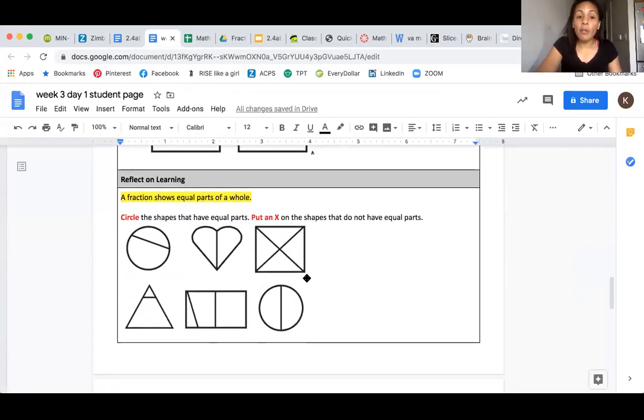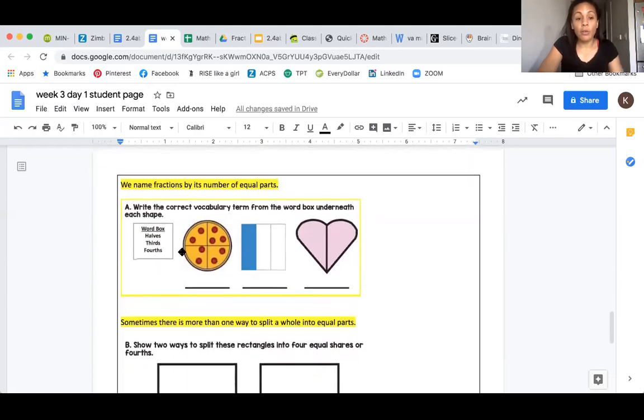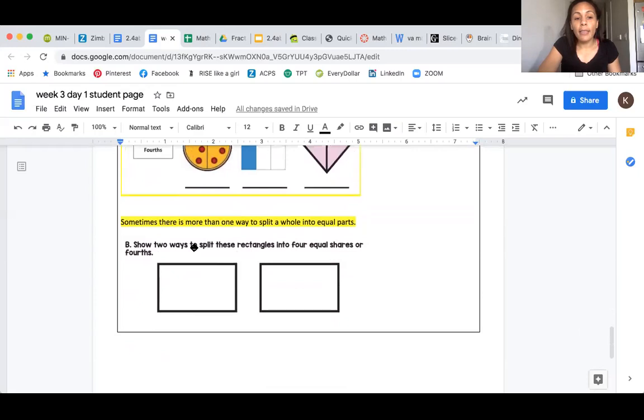Excellent. So what you're going to do after this video, you're going to go back and finish the reflect on your learning. You're going to circle the shapes that have equal parts and put an X on the shapes that do not. You're going to fill in the blanks here by using the word box. Tell me which one shows halves, which one shows thirds, and which one shows fourths. And then you're also going to show me 2 different ways to split these rectangles into equal parts.